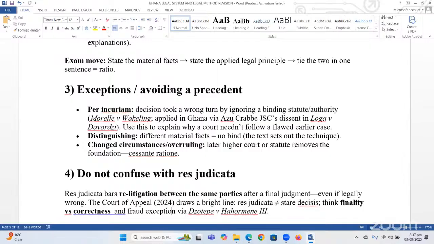So if you look at the Loga and the Davosi cases, I've cited and provided the details in my book. You will notice how the court actually said that you don't need to follow.